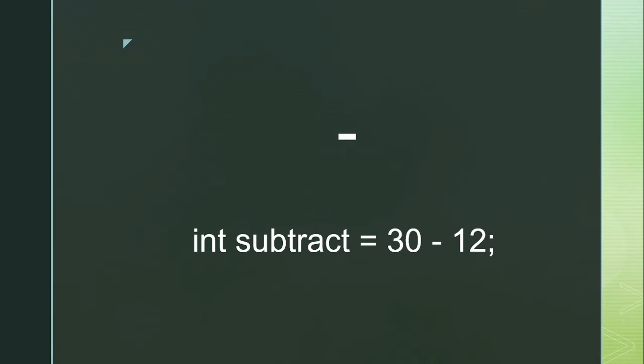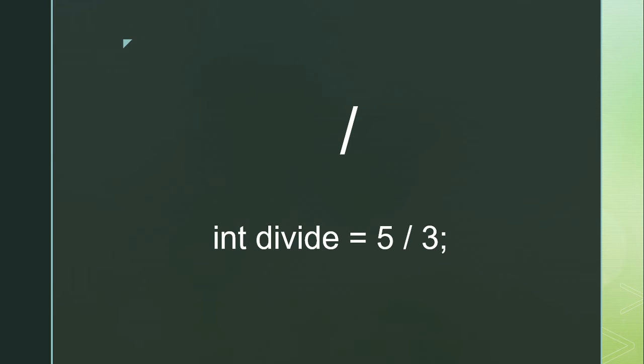Here's how you subtract in Java. It's done using a minus sign. Division is done by using the front slash symbol. So you write something at the left and you divide it by something at the right.